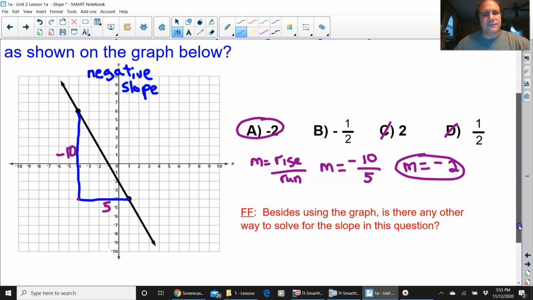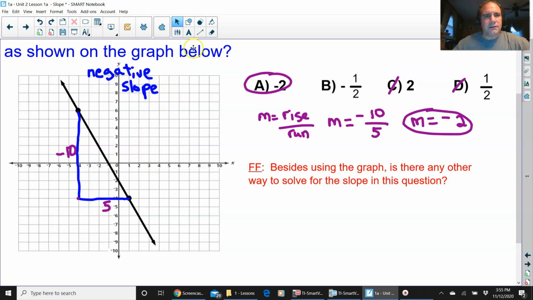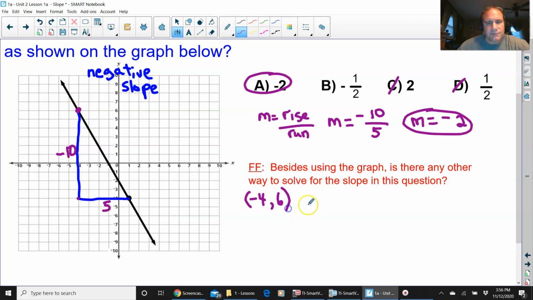So, the fast finisher: besides using the graph, are there any other ways to solve slope for this question? So, we are going to solve a different way. Give me the coordinates of this point right here. The coordinate is going to the left 4, which is -4. Please write this down, -4, and then up 6. All right, that's 1 point. Coordinates for 1 point. Then we're at 0, 0.